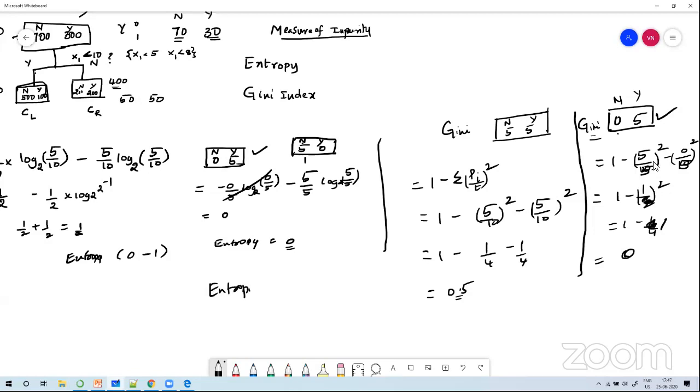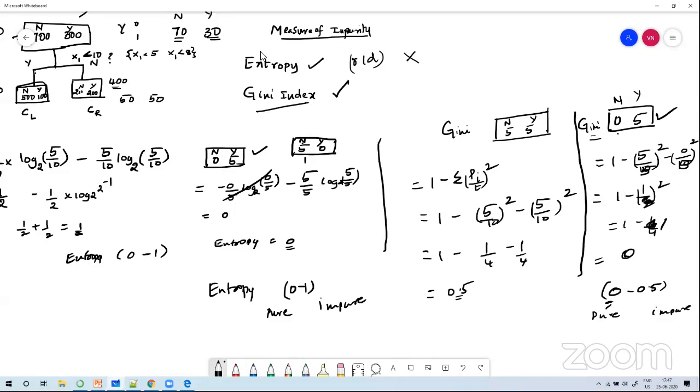Entropy is going to take values between 0 to 1. 0 means pure, 1 means impure. And Gini is going to take values between 0 to 0.5. 0 means pure and 0.5 means impure. Most of the old days algorithms used entropy as the measure of impurity. This is deprecated now. Almost all the latest algorithms use Gini index as the measure of impurity.